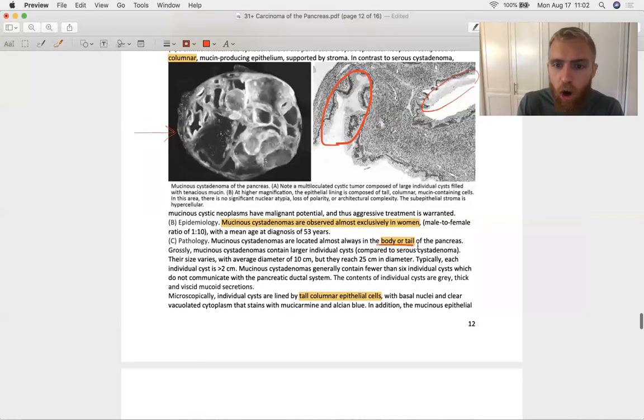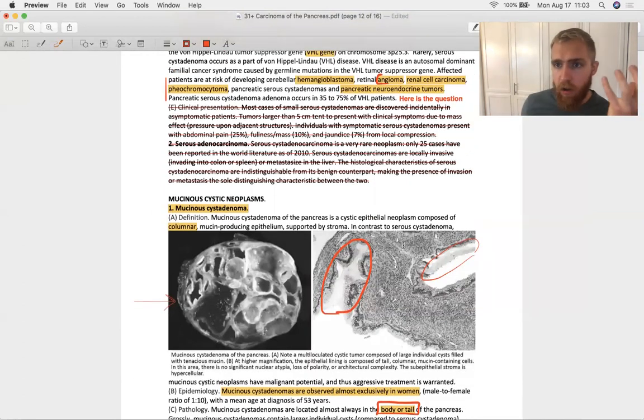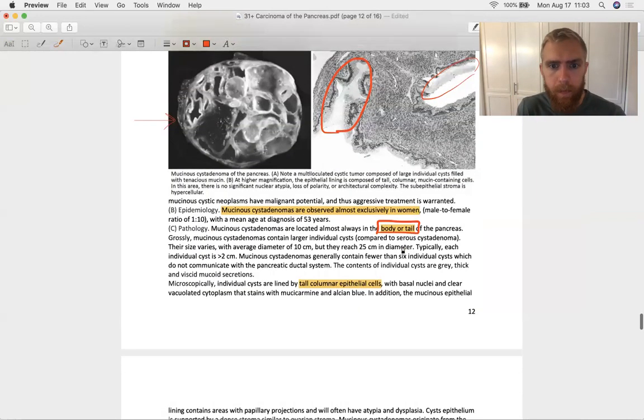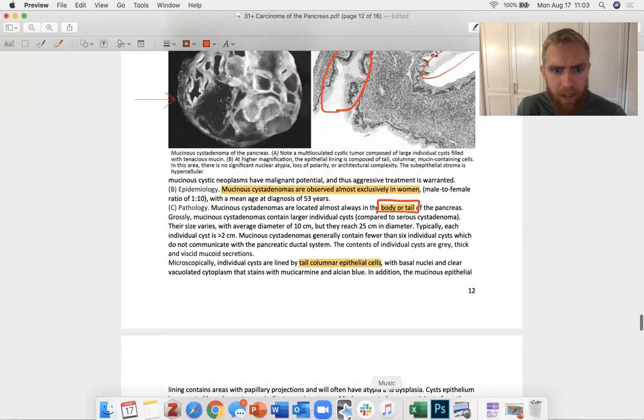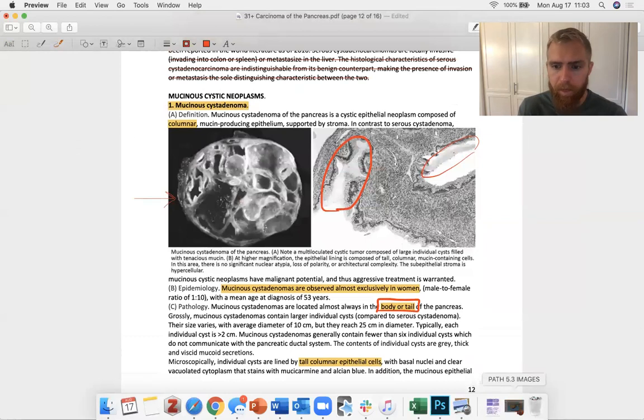These cysts are always in the body or tail of the pancreas. So that's going to also tell you apart this from a ductal adenocarcinoma: ductal adenocarcinoma, head, majority of cases; cyst, tail, body. And then finally, histologically, these cysts have tall columnar epithelial cells.